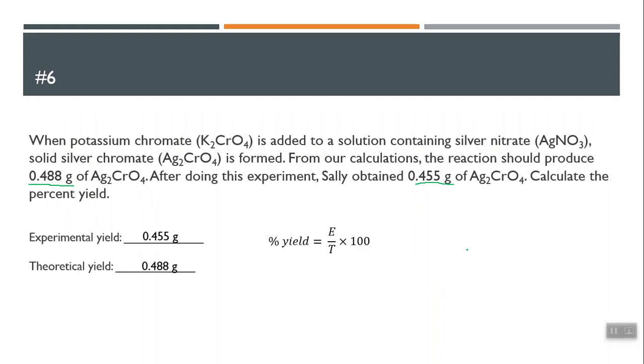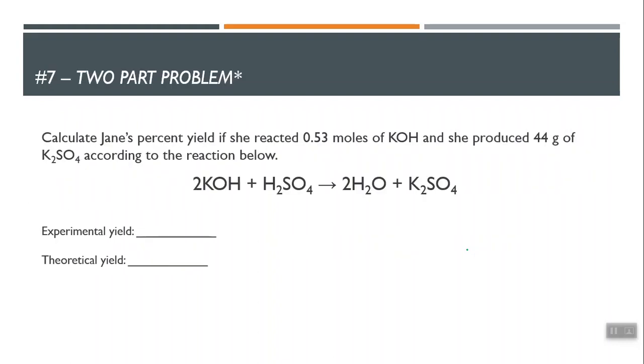Percent yield is equal to E over T times 100. We're going to go ahead and plug it in. 0.455 divided by 0.488 times 100. And we're going to get a percent yield of 93.2%, which is really good, right? That's a high yield. She got 93% of what she was supposed to get, okay?